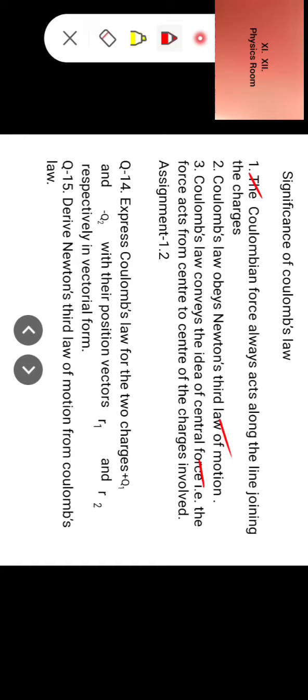Now assignment 1-2 continued. Question number 14: Express Coulomb's law for the two charges plus Q1 and minus Q2 with their position vectors R1 and R2 respectively in vectorial form. Question number 15: Derive Newton's third law of motion from Coulomb's law.